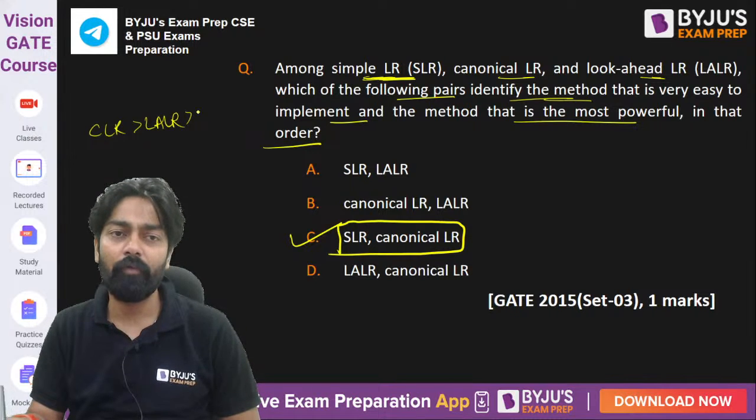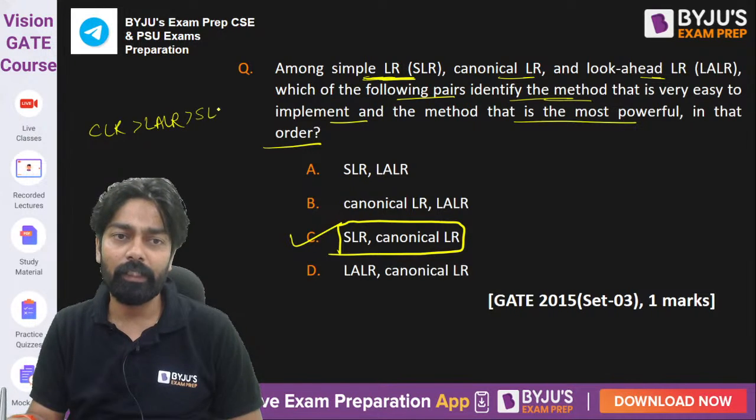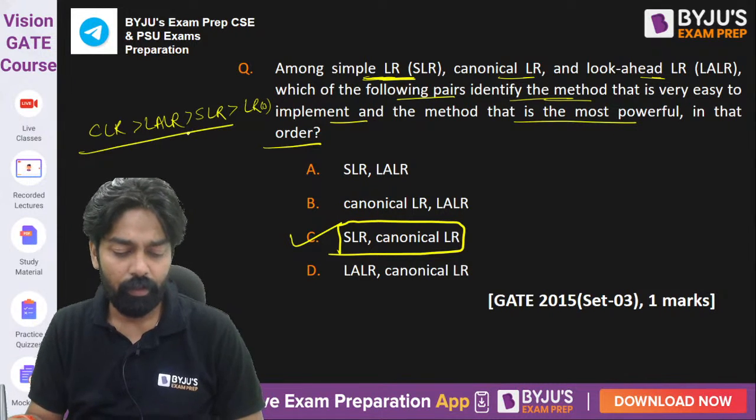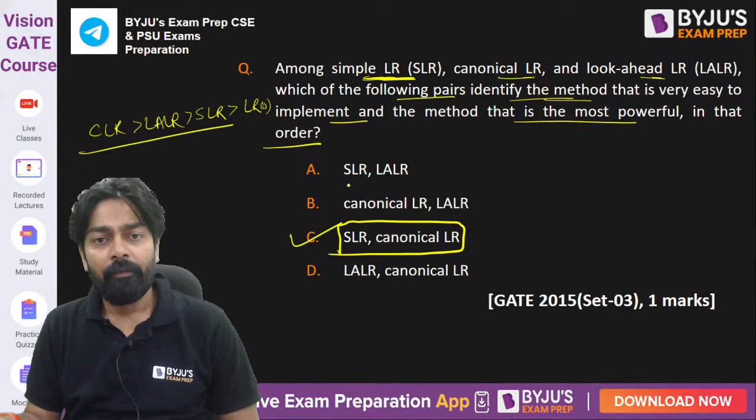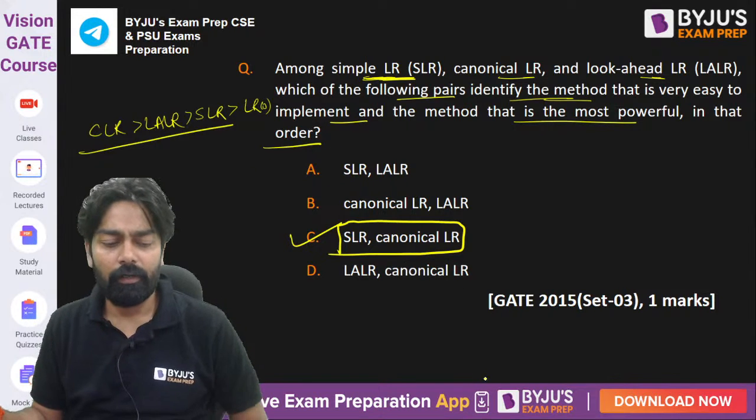Now, my dear friend, what do we have? We have SLR, and then we have LR0. So the answer is SLR and canonical LR.